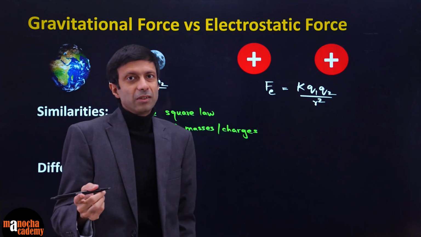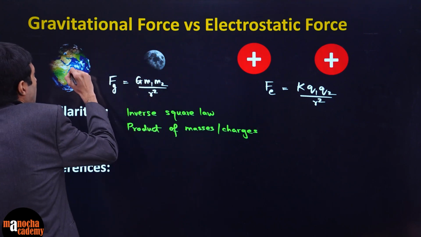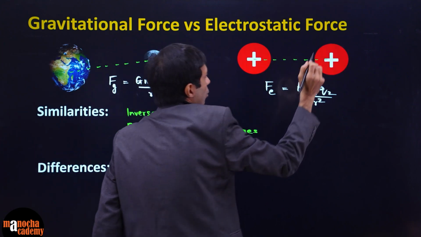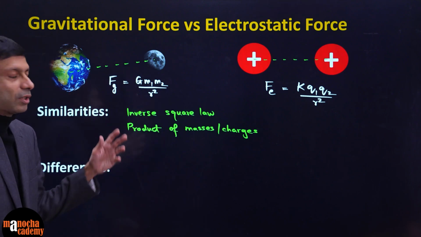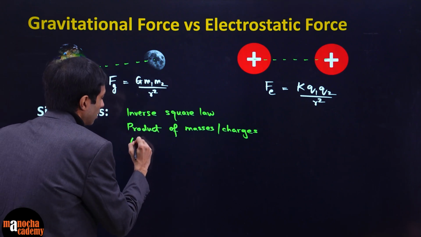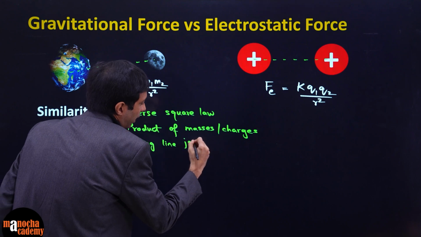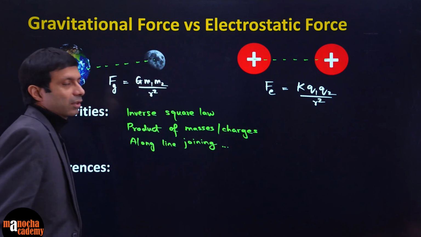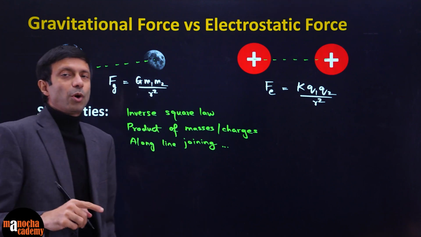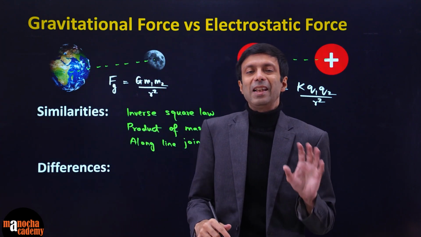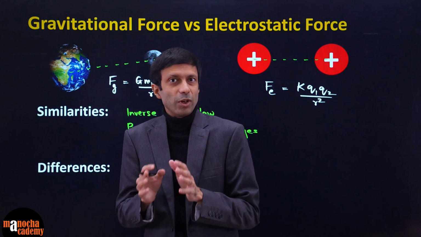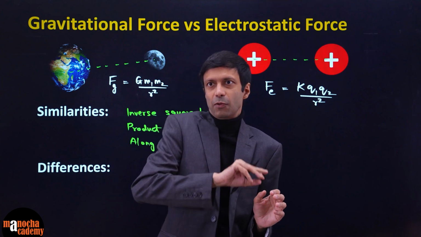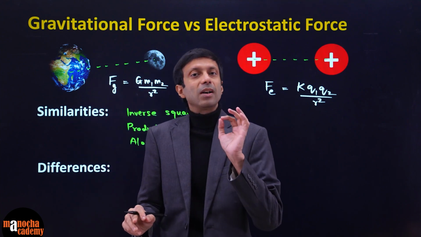What about their direction? Remember we talked about the force acting along the line joining the two masses and also the two charges, right? So the same concept: the force is along the line joining the masses and charges. You guys got that point. And another very important thing, both gravitational force and electrostatic force are conservative forces. What is the meaning of conservative force? The work done does not depend on the path taken. So it doesn't matter if you move it like this, or like this, the work done will be the same.